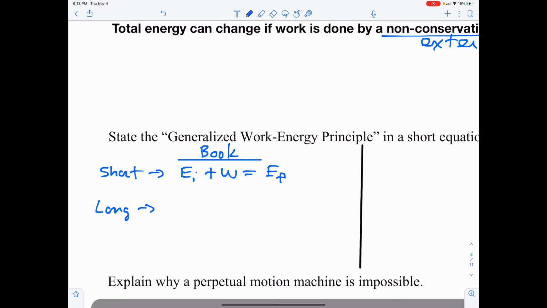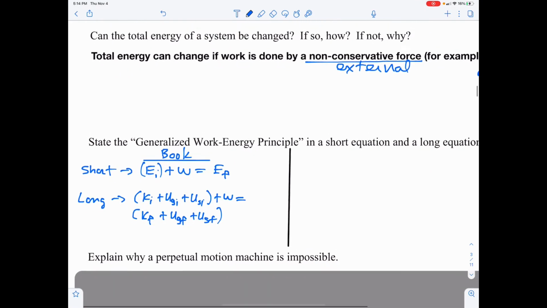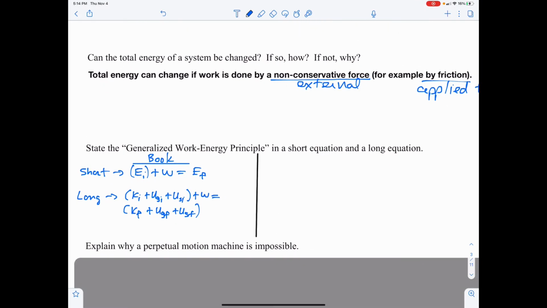The longer version of this would be K initial plus gravitational potential energy plus spring potential energy plus the work is equal to E final, which is K final plus U_G final plus U_S final. That's a long way to write it. I tend to think that there's an easier way to write the work energy principle.